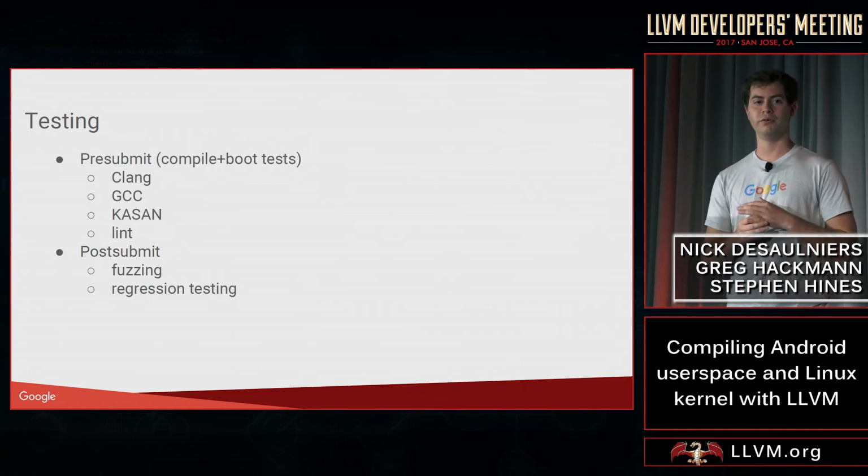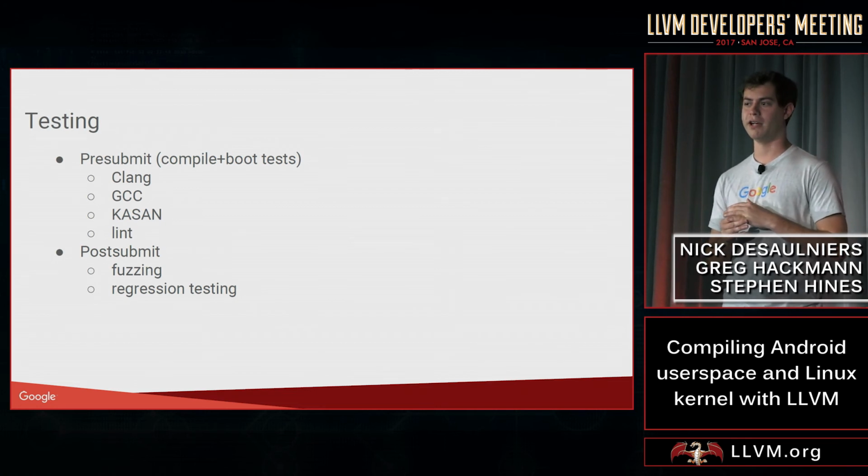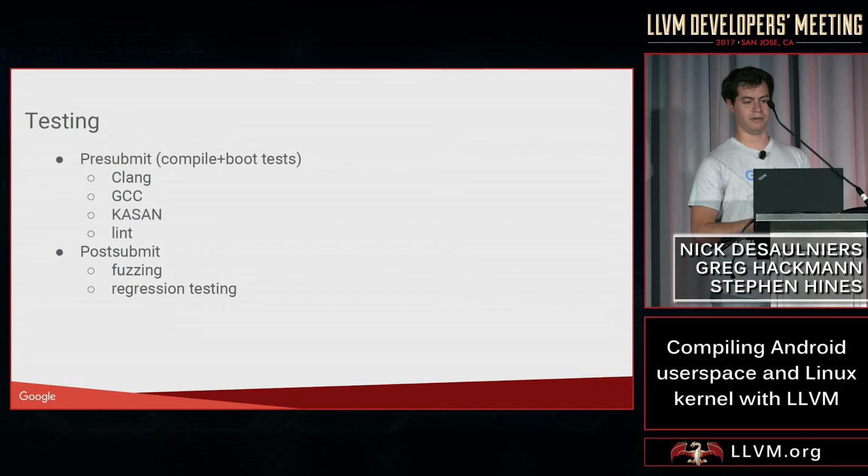I found a lot of issues with very large structs getting allocated on the stack, which is problematic for the kernel with its very limited amount of stack space. So we want to make sure that doesn't break. And then we also run the Linux kernel's linter to make sure no patches are problematic. And then on post-submit, we do fuzzing of our kernels and also all different kinds of regression testing: functionality regression testing, performance testing, and power testing as well.